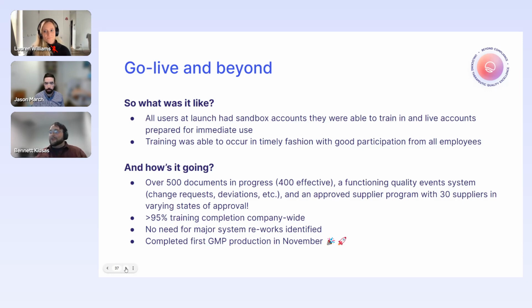And this rolls into how it's all worked out for us today. Since we implemented just a couple of months ago, we have over 500 documents in progress with over 400 of them effective. We have these functioning quality event systems and an approved supplier program with 30 suppliers in varying states of approval and a 95% training completion. So we haven't identified any needs for major system reworks, and it went so well that we had our first GMP production back in November.